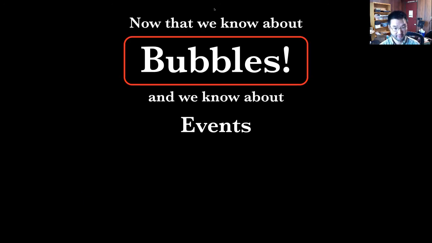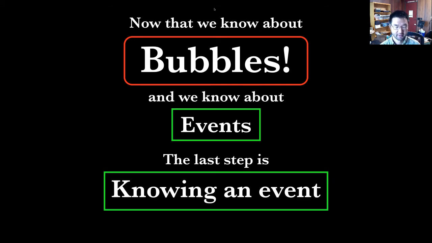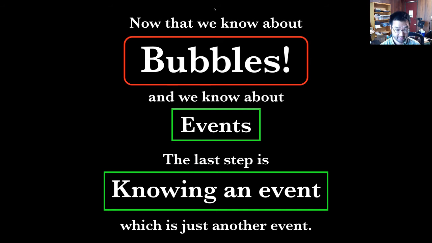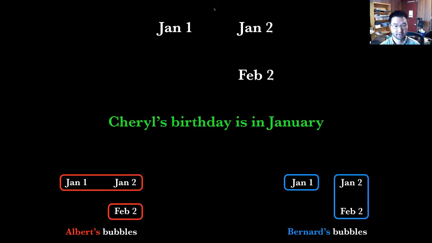Okay, now that we know about bubbles and we know about events, the last step is to talk about knowing an event. And it turns out this is just another event. Okay, say we have Albert's bubbles and Bernard's bubbles, and say we have the event Cheryl's birthday is in January.